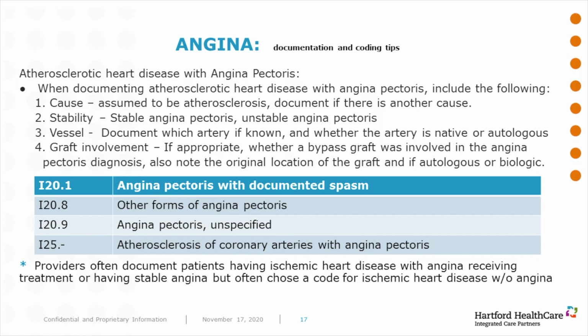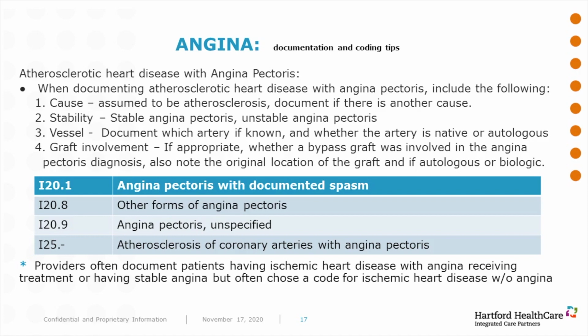I20.1, which is angina pectoris with documented spasm. I20.8, other forms of angina pectoris. I20.9, angina pectoris, unspecified. I25, arteriosclerosis of coronary arteries with angina pectoris.